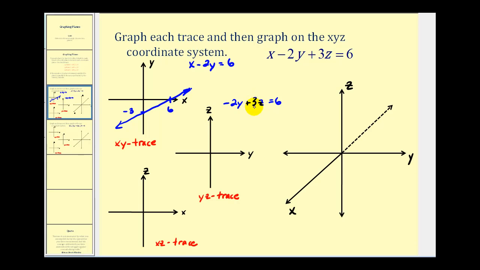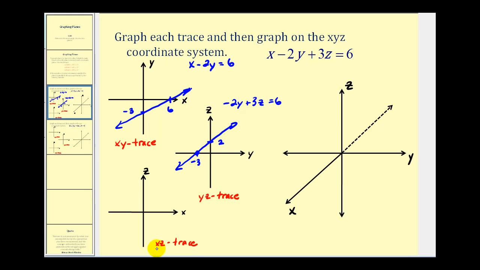So if we set z equal to 0, y would have to be negative 3. Now this is the y-axis here, so we'll be over here 3 units. Notice the y-intercept is the same in the yz trace as it is in the xy trace. Now if we set y equal to 0, z would have to be equal to 2, so our z-intercept is positive 2. So the given plane intersects the yz plane along this line.